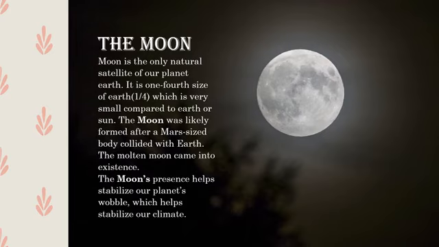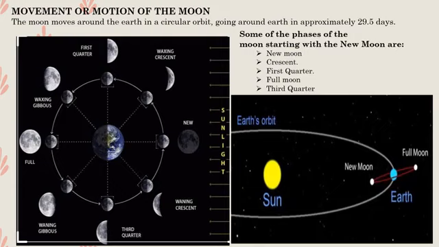Now let's learn something about the movement of the moon. Movement or motion of the moon. As Earth orbits around the sun, the moon orbits around the Earth. The moon takes approximately 29.5 days to complete one revolution of Earth. During this revolution, when moon is facing the sun, we see no moon. It is called new moon or no moon.